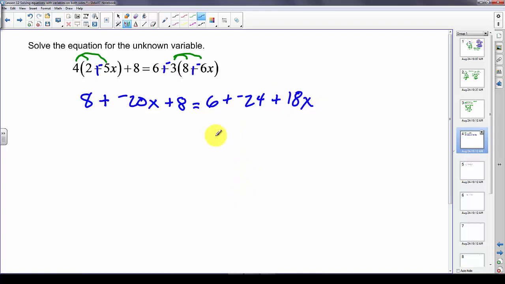So now you'll notice I have like terms on each side that I'm going to combine. This is negative 20x plus 16 equals 6 plus negative 24 is negative 18 plus 18x. Once again, I want to keep, if at all possible, the coefficients of x positive. So I must bring this negative term to the other side. In order to do that, since this is a negative 20, I'm going to add a positive 20x to both sides.